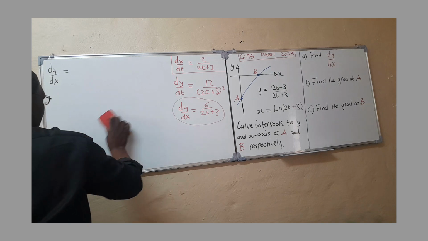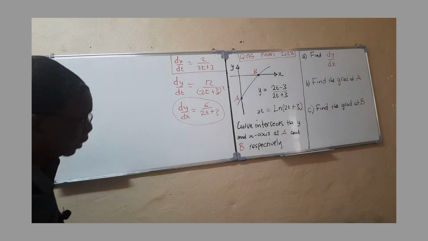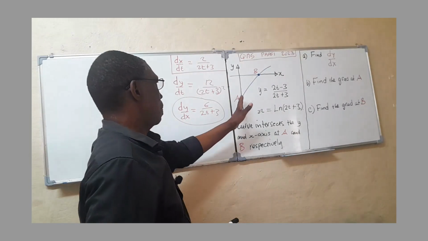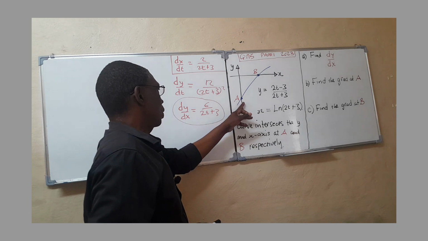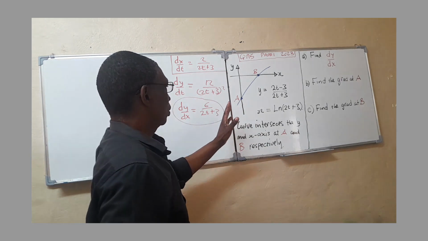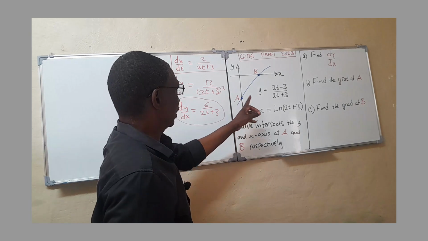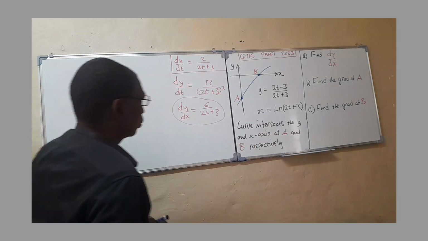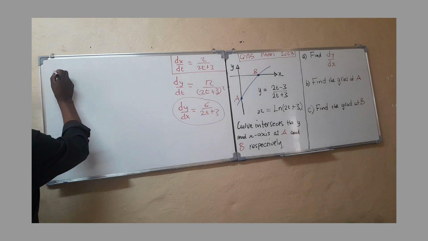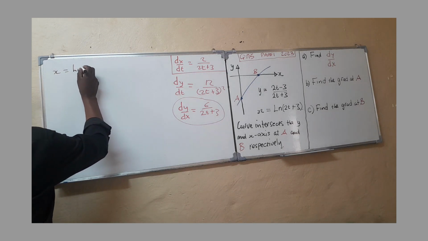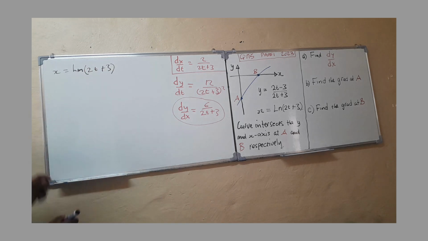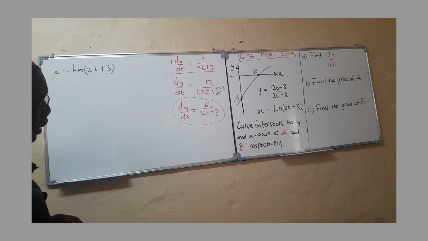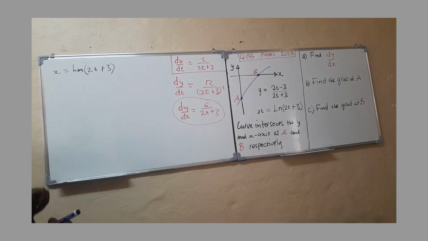Now what's going on at the point A? A is on the y-axis, and x all the way along the y-axis is known to be 0. So the x-coordinate of A is 0. So what is x? x is given by that. So we can write, first of all, x is equal to ln(2t plus 3). But we are given that x at A is equal to 0. So what is t if x is equal to 0?